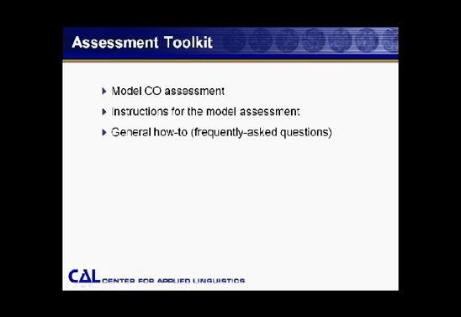So as Sonia mentioned, I'll be discussing the Model CO assessment primarily today. The overall assessment toolkit has 3 components: the Model CO assessment, the instructions for that model assessment, and then a general how-to document. This will be an online document that provides more detail on some of the topics we're going to discuss today, looking at how the model assessment fits into the bigger picture of looking at the effectiveness of cultural orientation. And it provides some suggestions for how to do monitoring and evaluation of CO, in a little bit more of a broad sense.